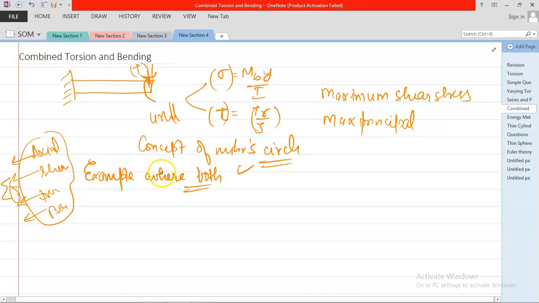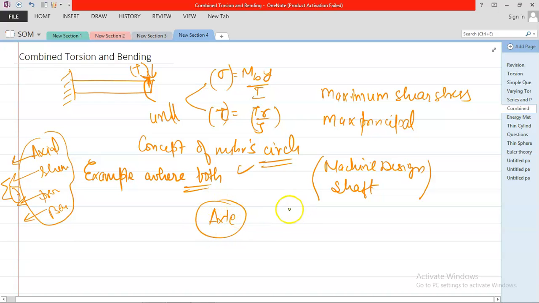Because you study them as individual parts, then you sum up all these things and then you solve the problem. When you go to machine design, it will act with both the things. So you need to know how to sum that up, and that will go with the Mohr circle only. Is it okay?